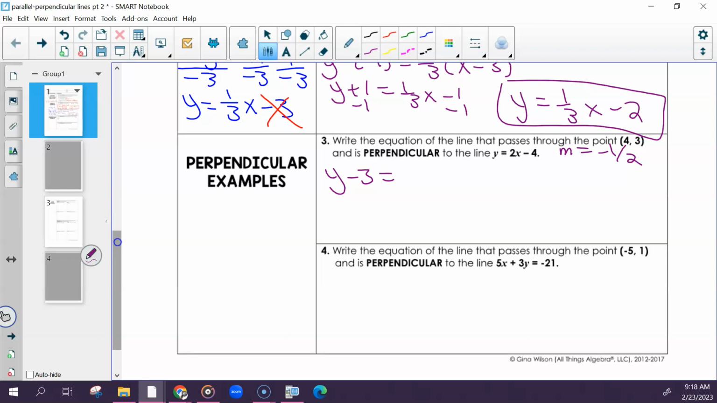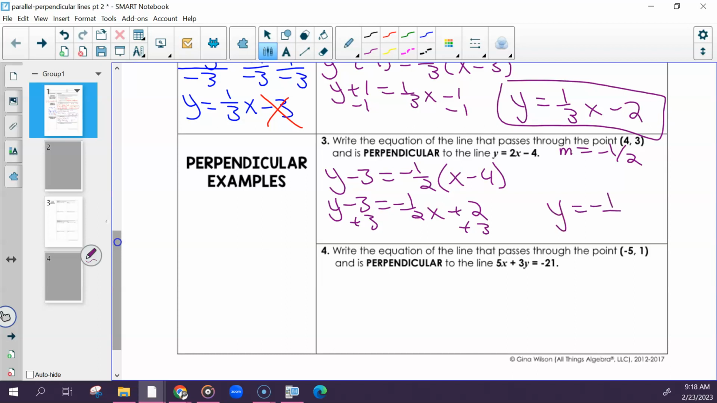Y minus 3 equals -1/2 times x minus 4. And then keep solving. Y minus 3 equals -1/2 x plus 2. Add 3 to both sides. Y equals -1/2 x plus 5 is our line that is perpendicular to the original. The slopes are flipped and negative, or they are negative reciprocals. Y-intercepts, it doesn't matter.